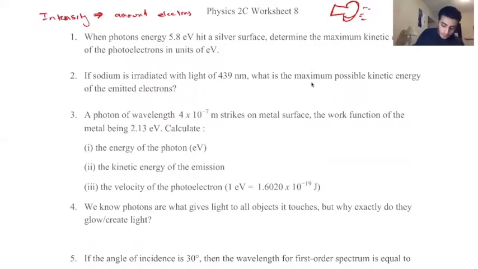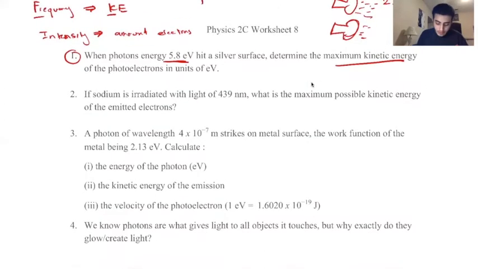So question one: when photons of energy 5.8 electron volts hit a silver surface. I don't know why that's worded so weird. Determine the maximum kinetic energy of the photoelectrons in units of eV. So what are some important things that we have here? We have the energy of the photons, and we need to determine the maximum kinetic energy.